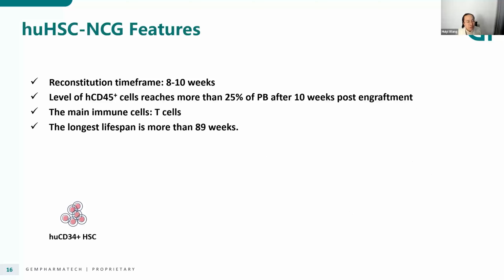The features of the HSC-NCG mouse model is that we need a long time to reconstitute the human immune system, around 8 to 10 weeks, and the level of human CD45 positive cells reaches more than 25% of PB after 10 weeks post-engraftment.